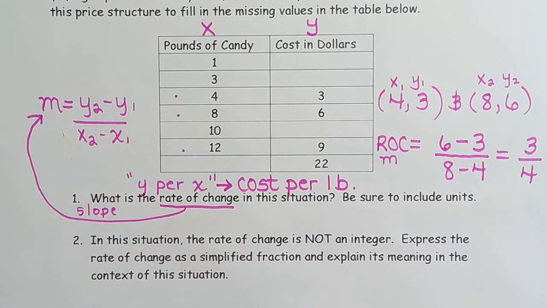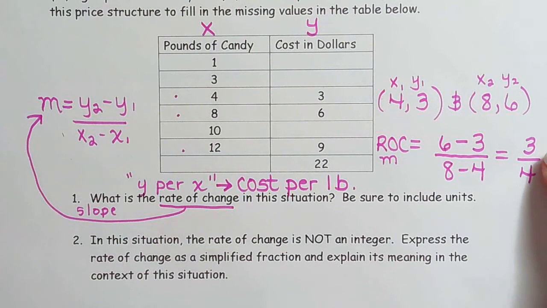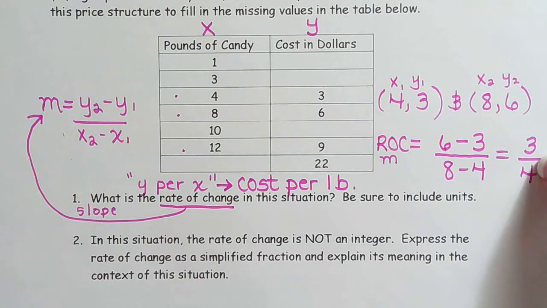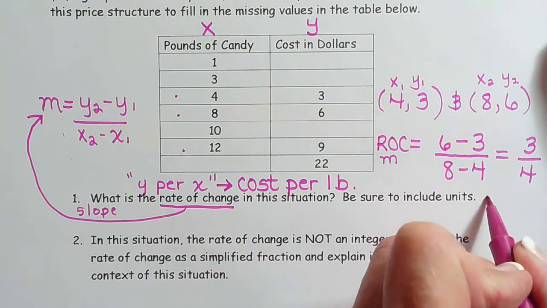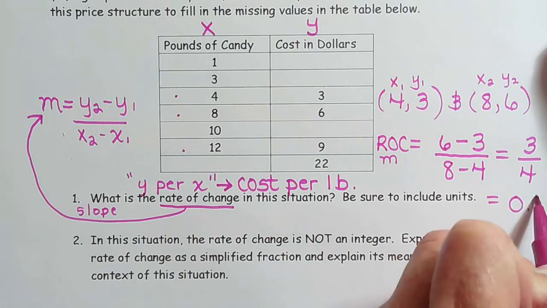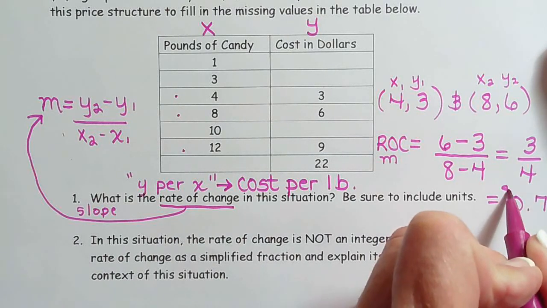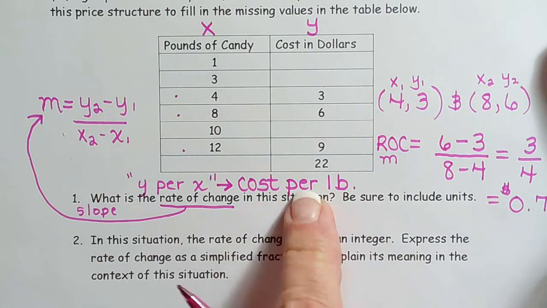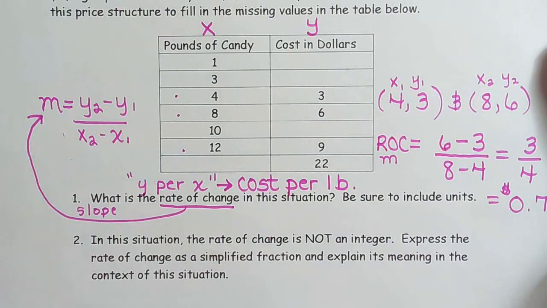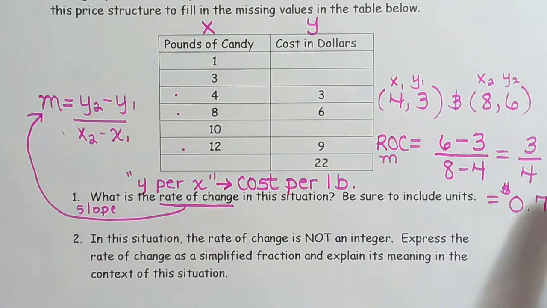Okay, so this is cost per pound. Well, we usually don't say 3/4 of a dollar. What would be a better way to write 3/4 of a dollar? If you don't know, do 3 divided by 4 on your calculator and you see it's 0.75. Doesn't that make more sense since we're doing the cost per pound? We don't want to say 3/4 of a dollar per pound. It's better to say it's 75 cents per pound.